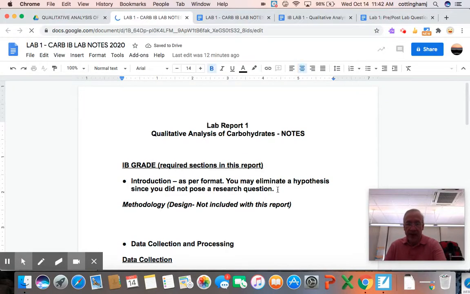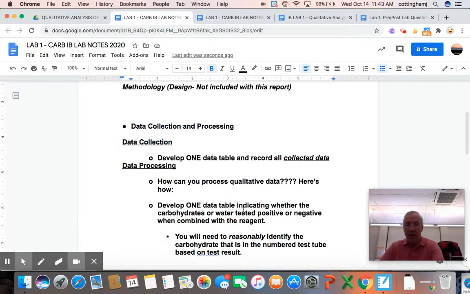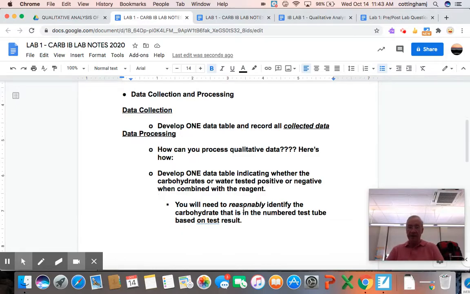So notice, as per format, you are going to be completing the background section. I'll complete this when you're gone and it'll be up. All right, no methodology, not included. Sections 1, 3, and 4, and direction here. All right, so you're going to need to include 2 data tables, prepared properly by looking at either one of the templates or the lab report guide.